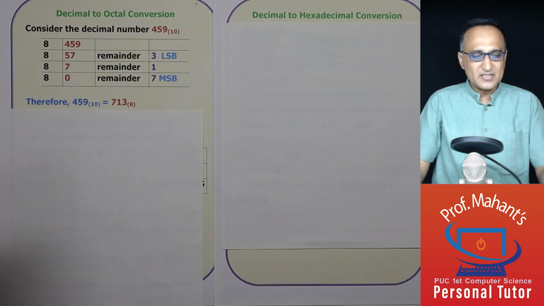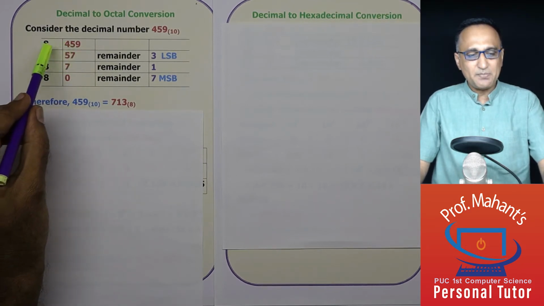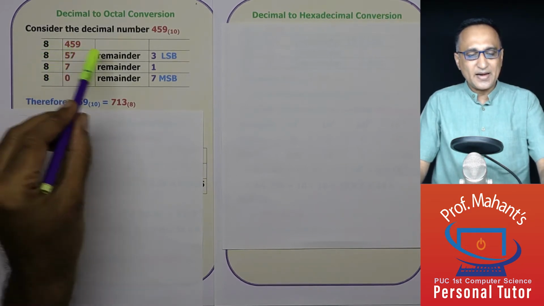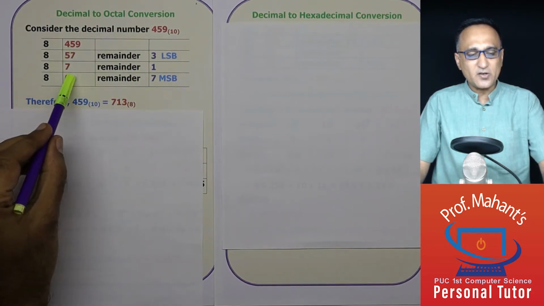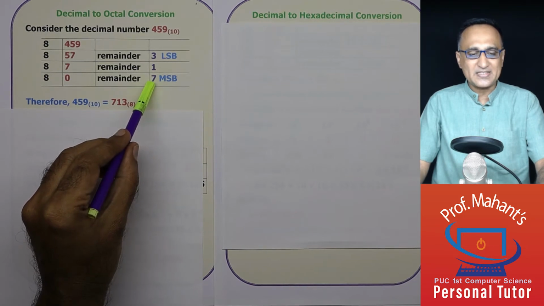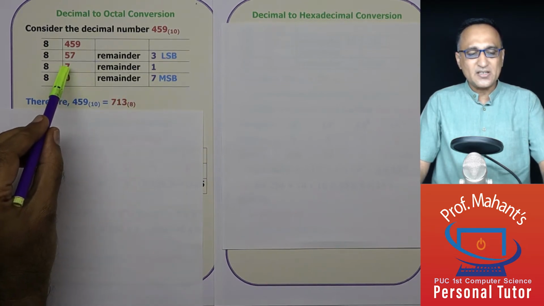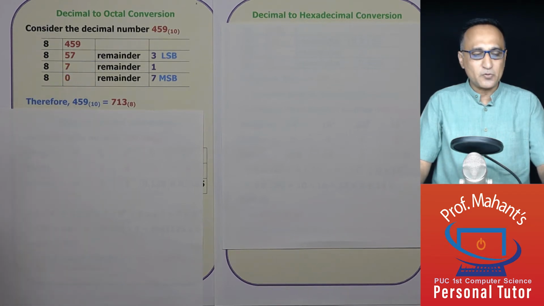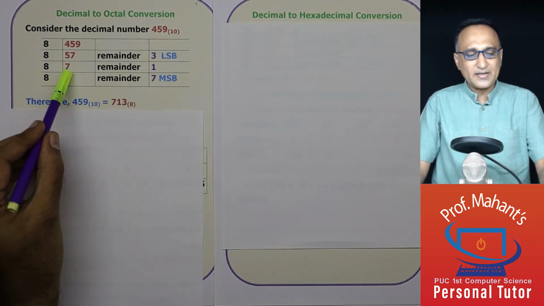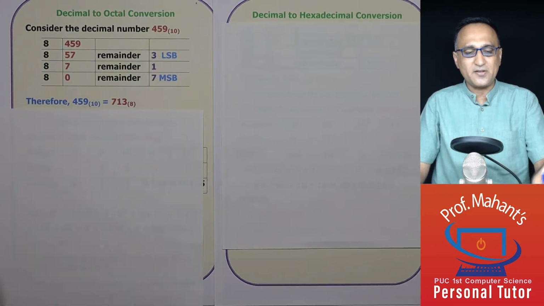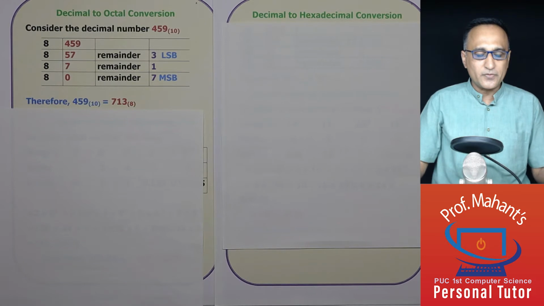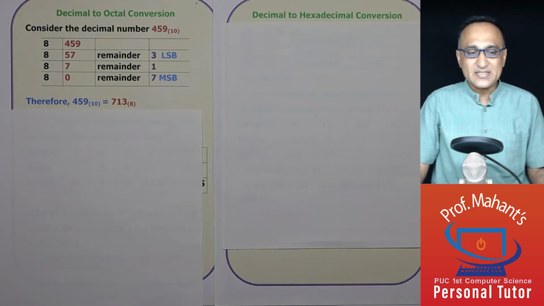Just to summarize, you take the number, keep dividing it by 8 and note down the remainder on the right hand side. Keep dividing the quotient, keep noting the remainder on the right side, and finally when you reach a number which is not divisible by 8, it can be 1, 2, 3 up to 7, bring down that number. That becomes your last remainder. And if you read from this side to this side, you convert 459 to the base 10 equal to 713 to the base 8.